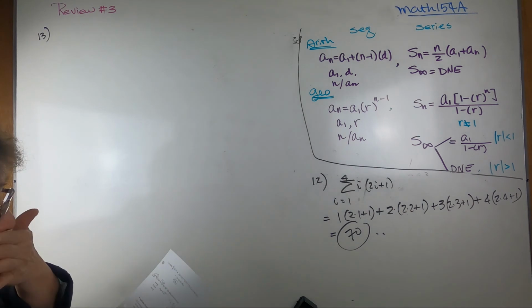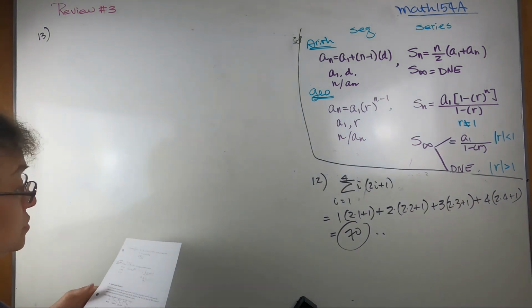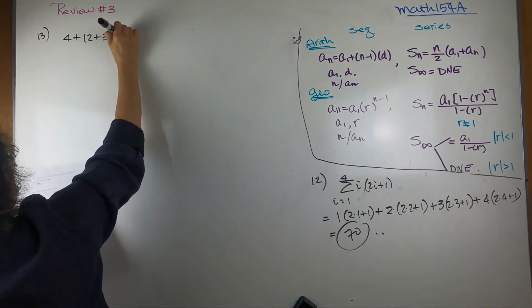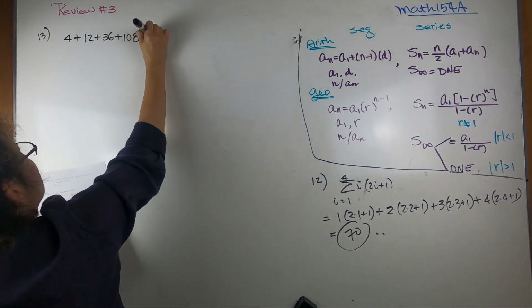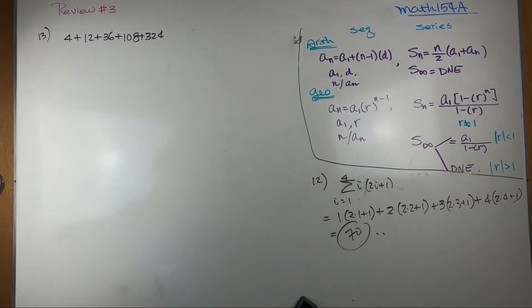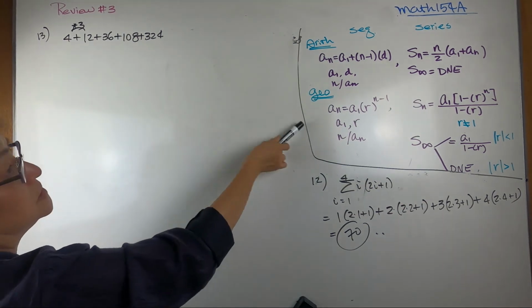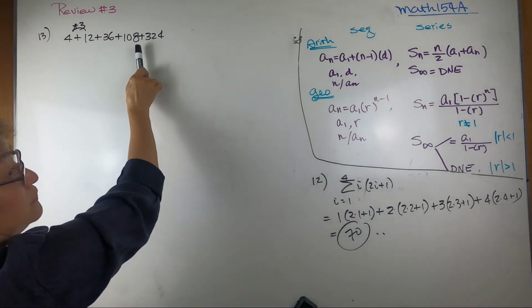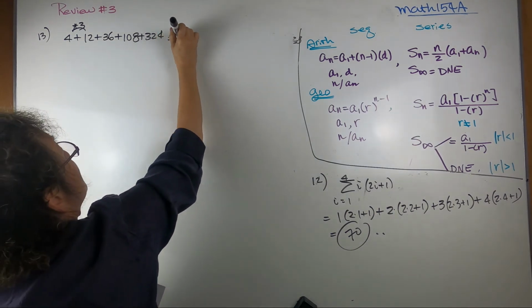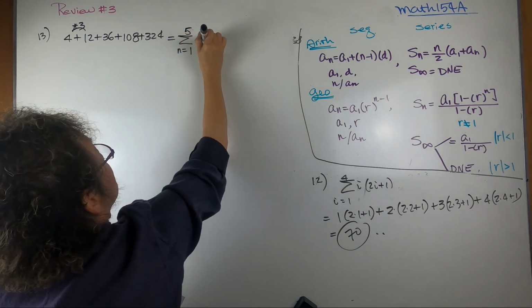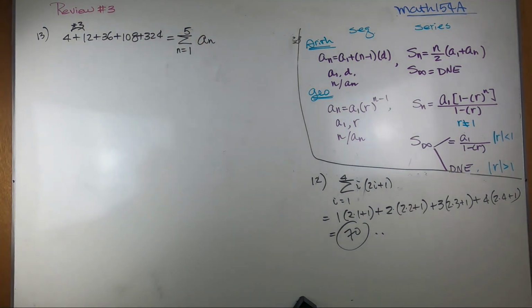Next one, write this using summation notation. So we are practicing the summation notation right now. How many terms do we have? 5. And is it geometric or arithmetic? Let's see, I applied times 3, so it's geometric, right? For this one, finding the summation notation means sigma, n is 1 to how many? 5. Then you need to find the general term an.